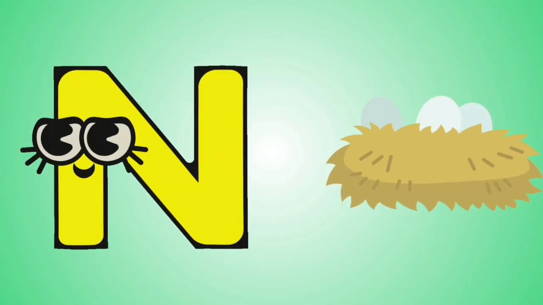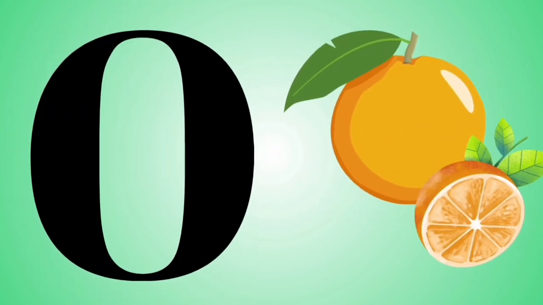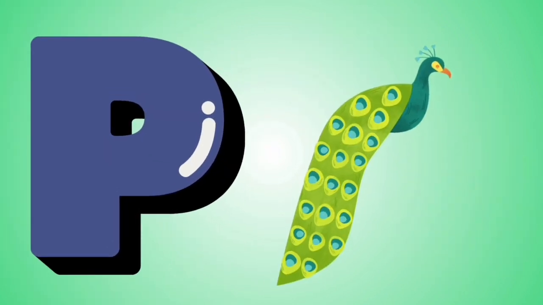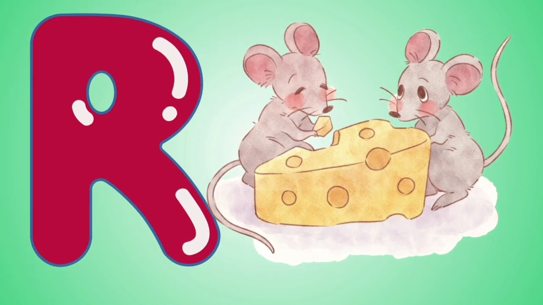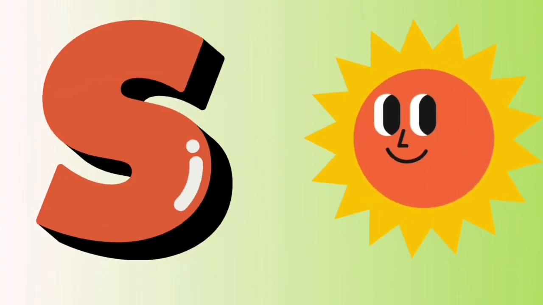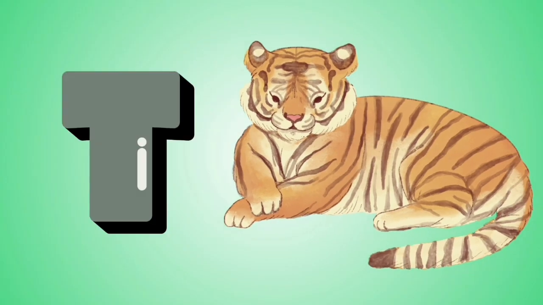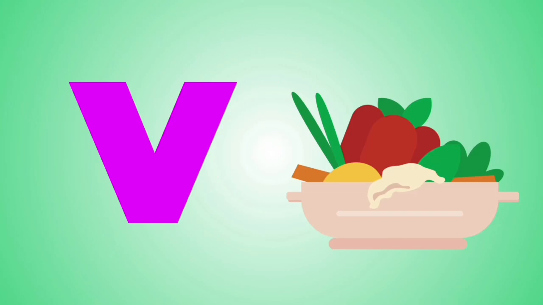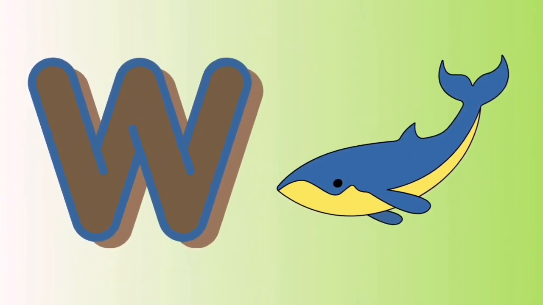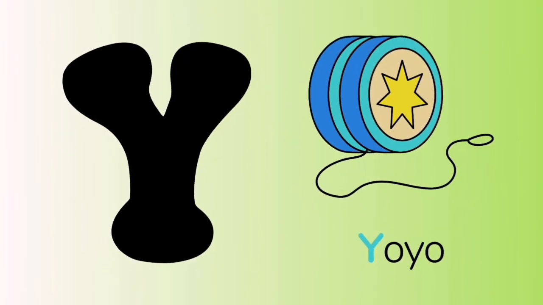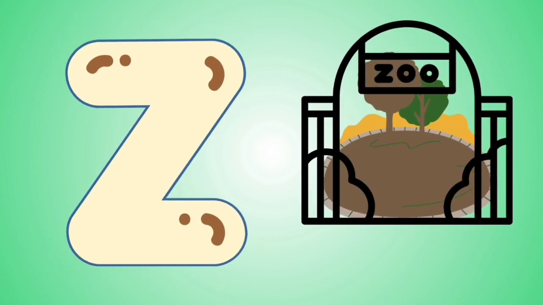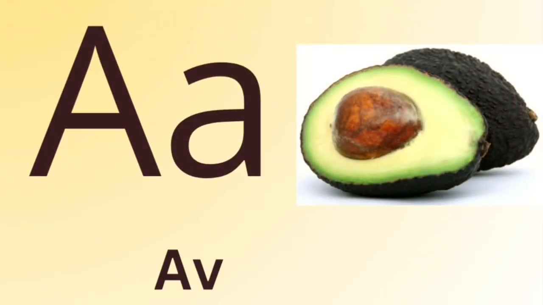N for nest. O for orange. P for peacock. Q for queen. R for rat. S for sun. T for tiger. U for umbrella. V for vegetable. W for whale. X for Xmas tree. Y for yo-yo. Z for zoo.